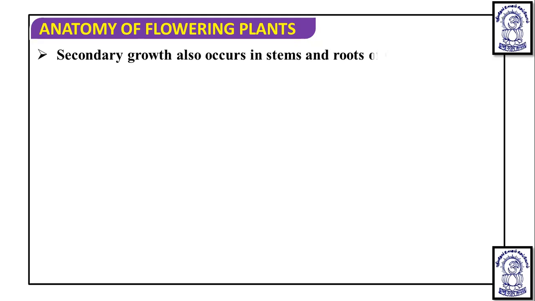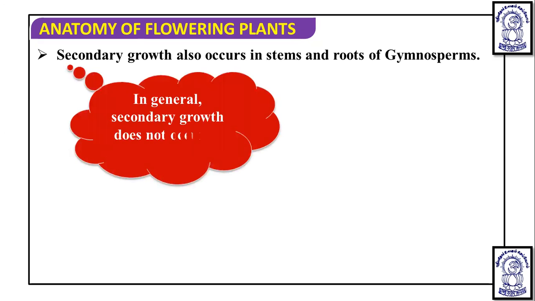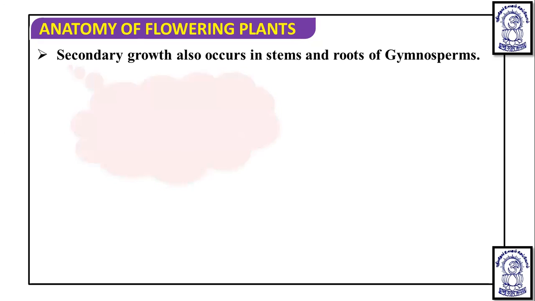So what are the differences that we need to look at? Secondary growth also occurs in stem and root of gymnosperm. In general, secondary growth does not occur in monocot.